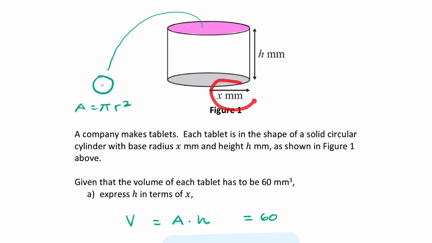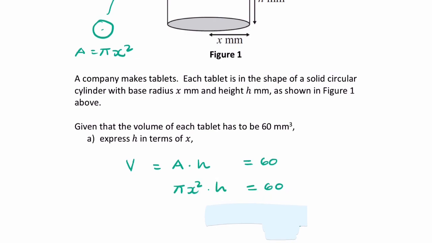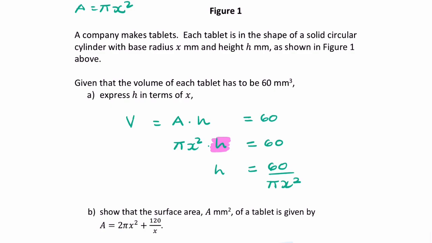In this case, we're told that the radius is x. So we can write it as pi times x squared. So our expression now becomes pi x squared h equals 60. And they're asking for h in terms of x, so what we're looking for is h. So we can divide by pi x squared to give us this expression. So this is the answer to our first question.